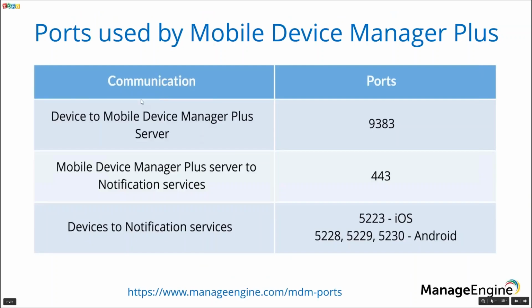And this is the list of ports used by the Mobile Device Manager Plus solution. This is essential in case you have an on-premise MDM tool. Port 9383 is used for the devices to communicate with the MDM server. The MDM server to notification services will go through 443. And devices to notification service will use 5223. And this is the list of ports used by the Android devices. And in order to know more about the protocols and the inbound and outbound port information, you can visit the below mentioned URL.